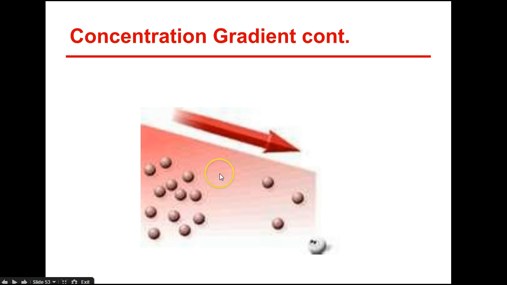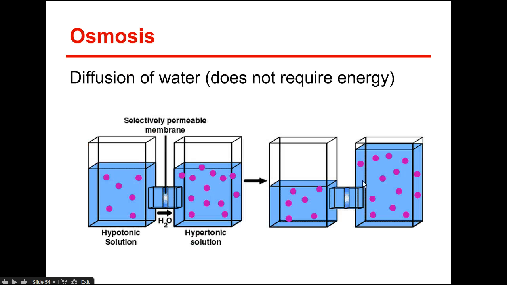And here's another picture just to show you concentration gradient. We have high concentration to low concentration, like moving down a hill. Osmosis. Osmosis is an example of passive transport that only moves water. Osmosis is diffusion of water, doesn't require energy.